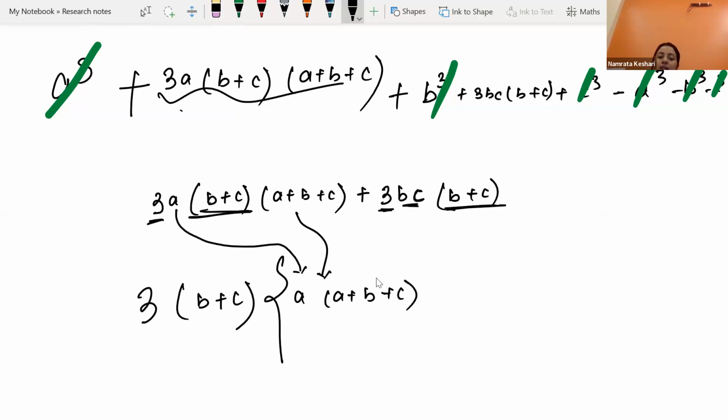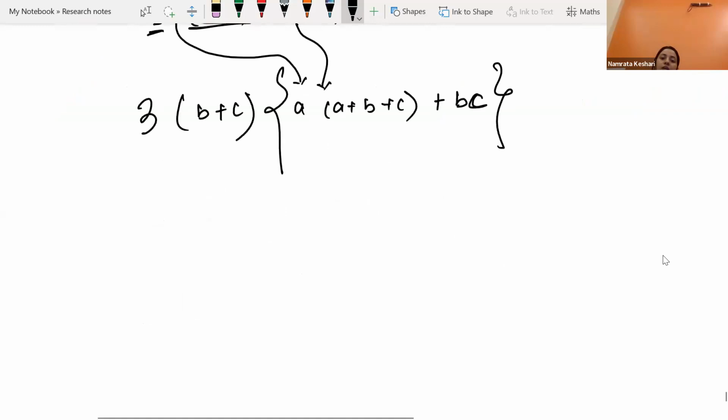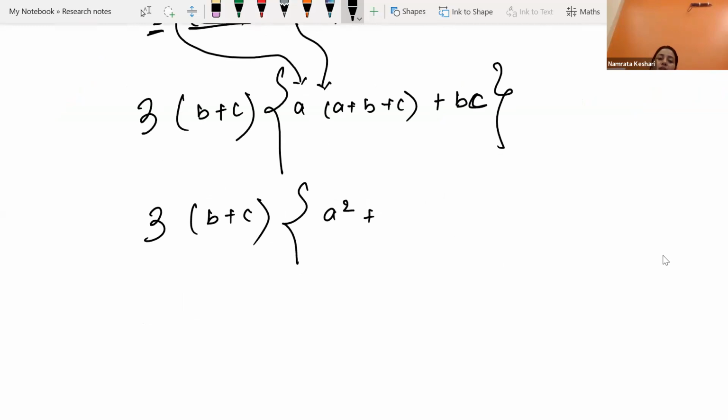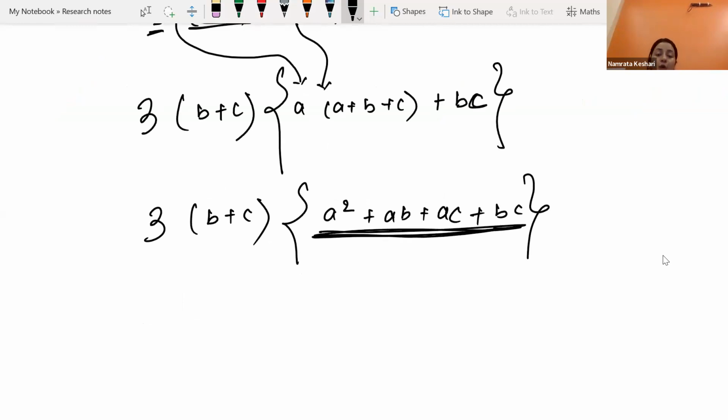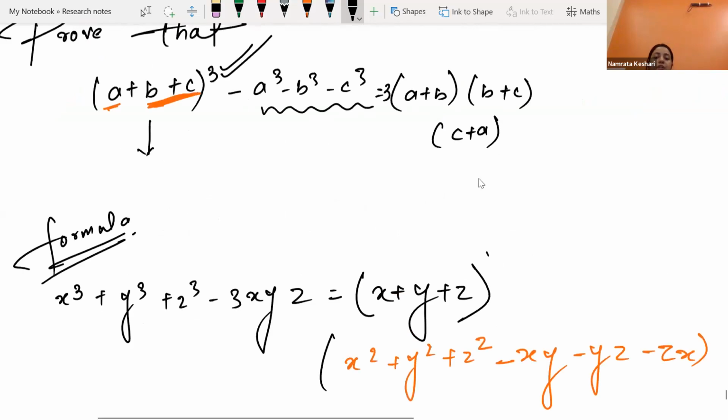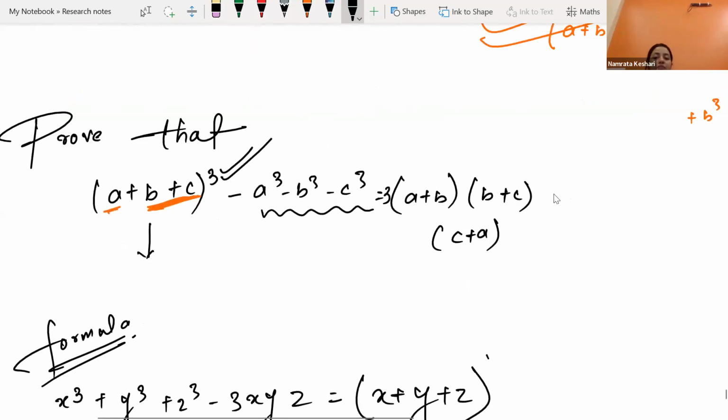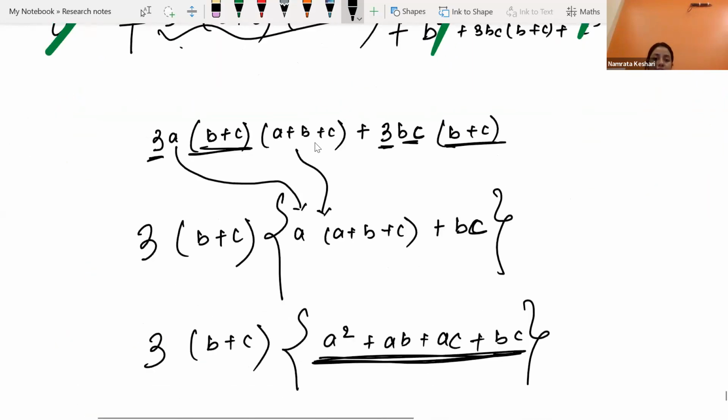And here we are left with just bc. Any confusion, students? No confusion. Okay, let's continue. 3b plus c we are having. Here in the curly bracket, it will be a square, ab, ac, bc. Now we want to do the factorization by taking the proper pairs. We want to create a plus b, b plus c, c plus a. B plus c we already have, 3 we already have. Still we want to create a plus b and a plus c.